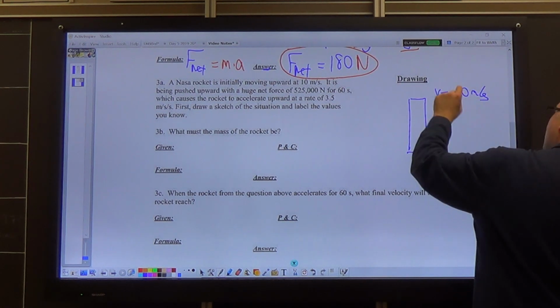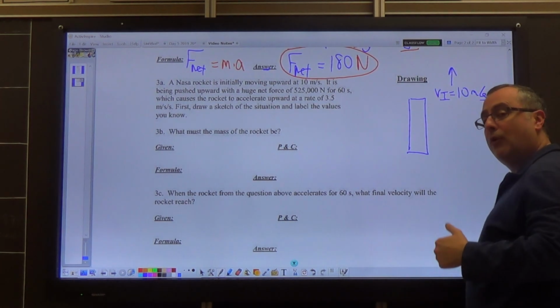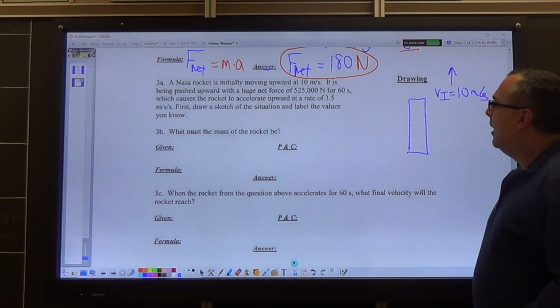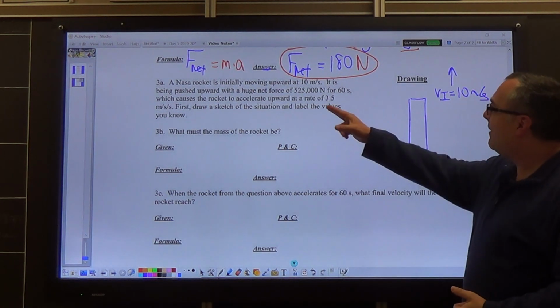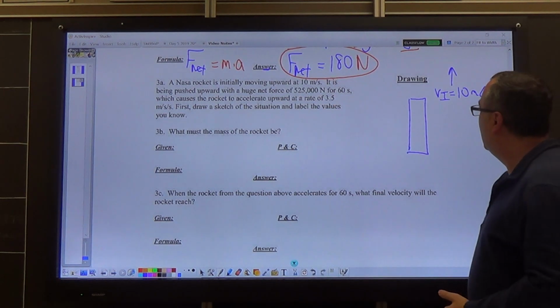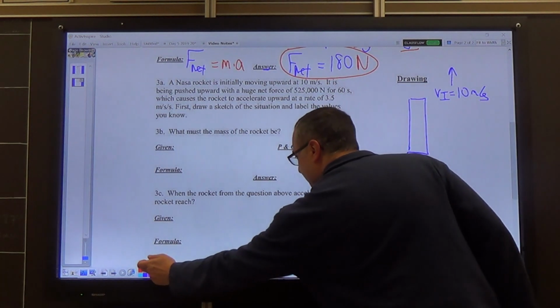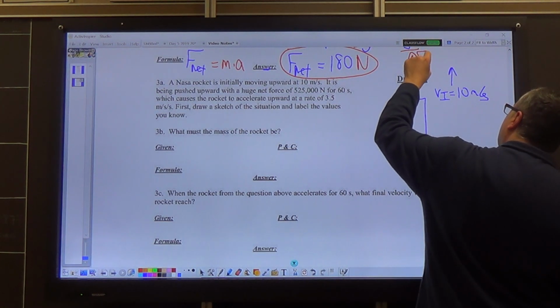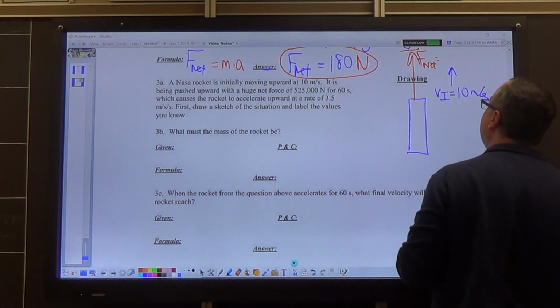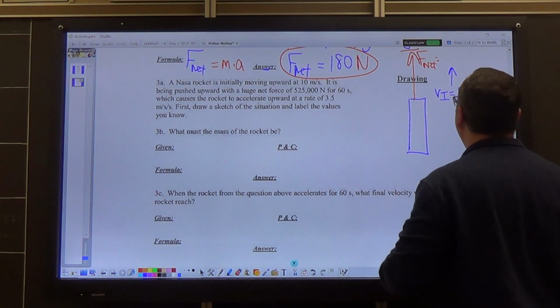It does say upward, so we're going to make sure we draw an arrow in the right direction. It's being pushed upwards with a net force of 525,000 newtons. So the force, pretty large. Might have trouble even fitting it right here if I'm going to write big enough for you guys to see.